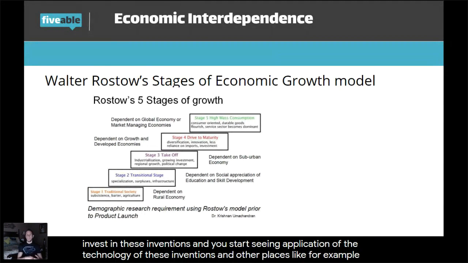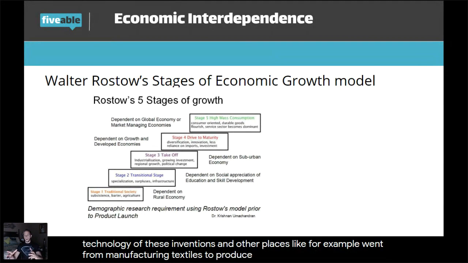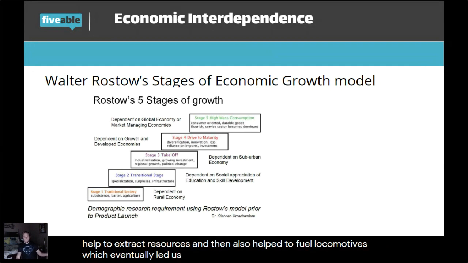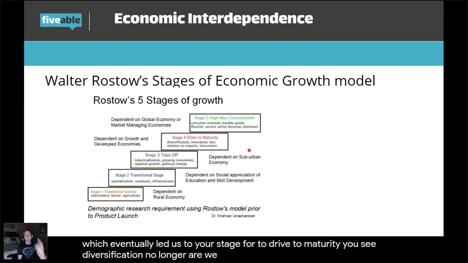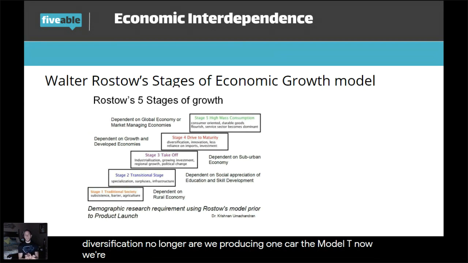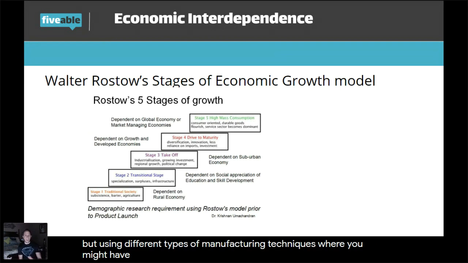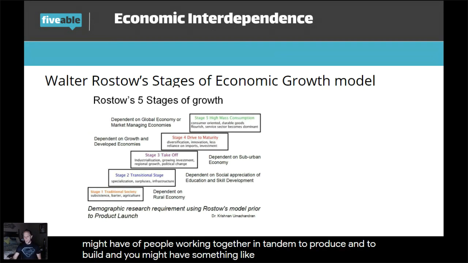Like, for example, it went from manufacturing textiles to producing steam engines that would help to extract resources and also help to fuel locomotives, which eventually led us to your stage four, the drive to maturity. You see diversification. No longer are we producing one car, the Model T. Now we're producing tons of different cars using not just an assembly line, but different types of manufacturing techniques where you might have people working together in tandem to produce and to build. And you might have something like just-in-time delivery.